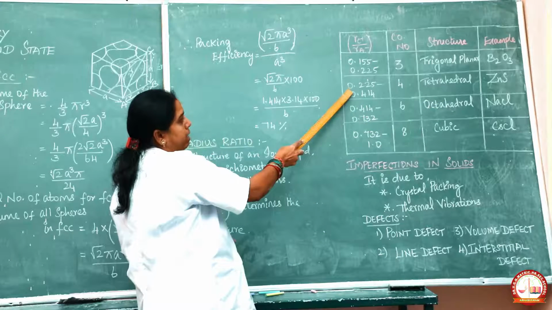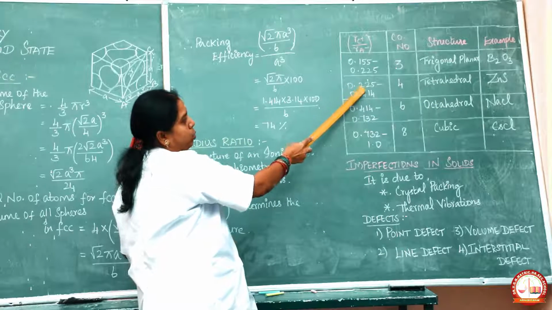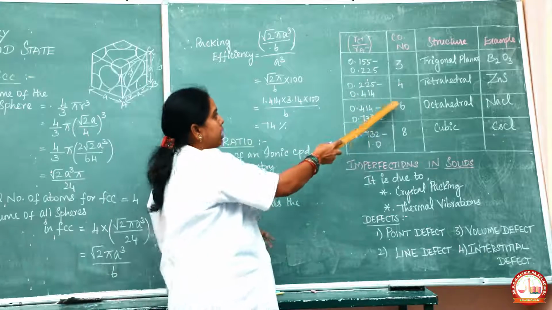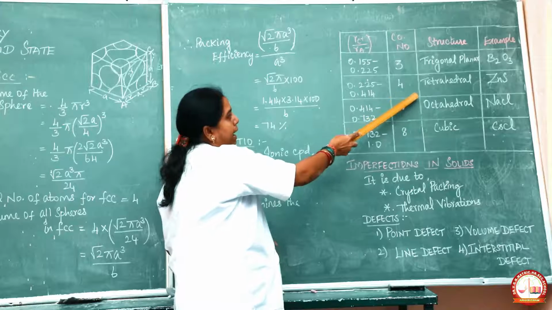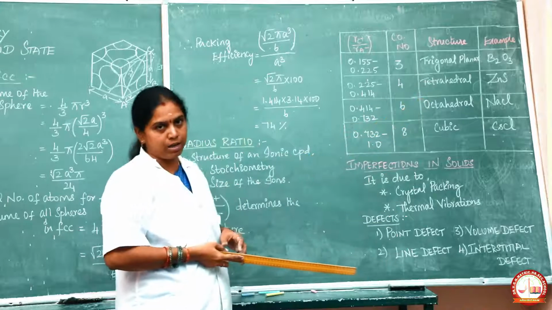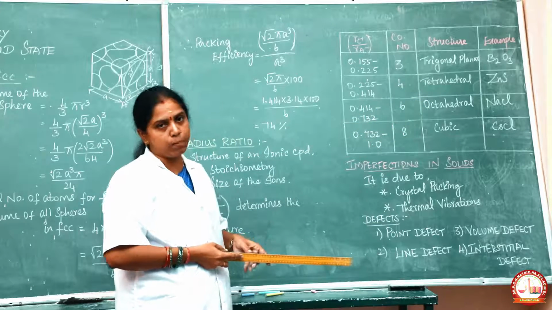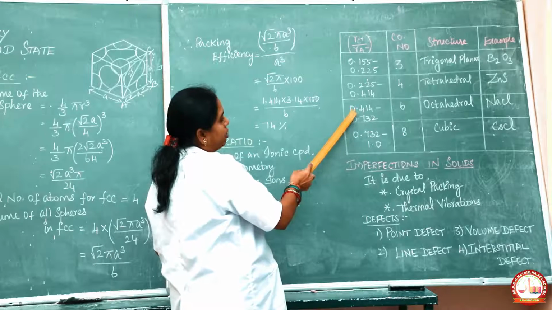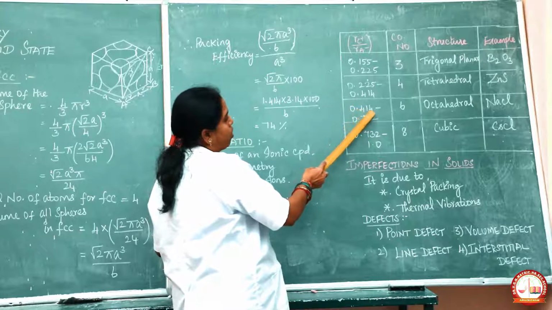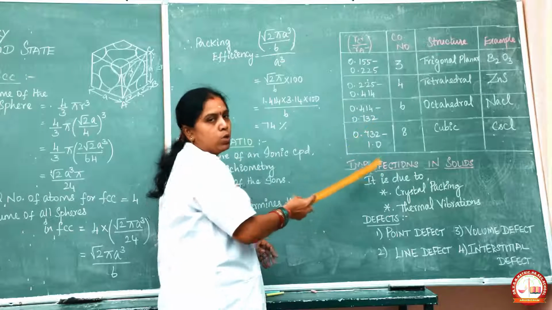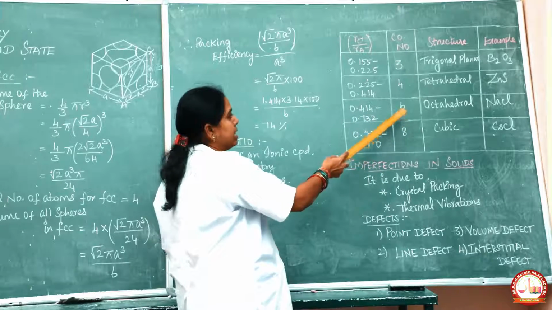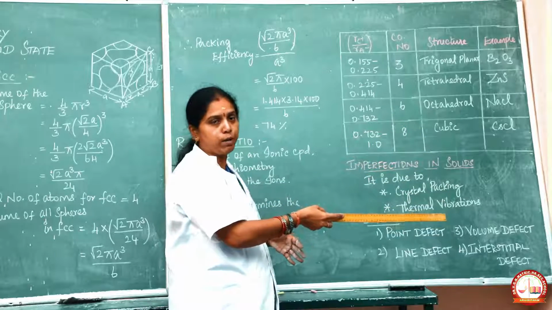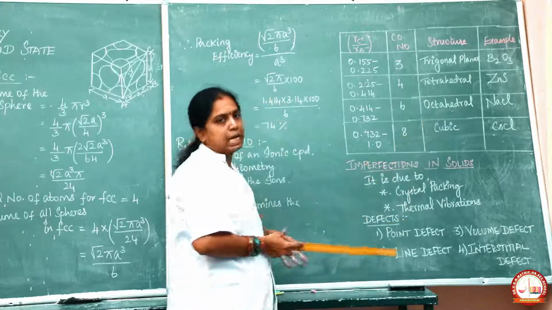Next, if the radius ratio lies between 0.225 to 0.414, then the coordination number is 4 and the structure is tetrahedral. The best example for this type of crystal is zinc sulfide. Next, if the radius ratio lies between 0.414 to 0.732, then the coordination number is 6, and whenever we get the coordination number 6, the corresponding structure is octahedral.